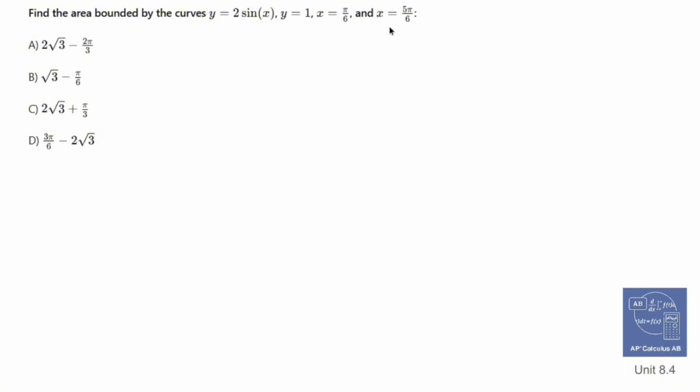Find the area bounded by the curves y equals 2 sine x, y equals 1, x equals pi over 6, and x equals 5 pi over 6. All right, so simply put, 2 sine x is going to look something like this, where it goes up to 2. All right, easy peasy.